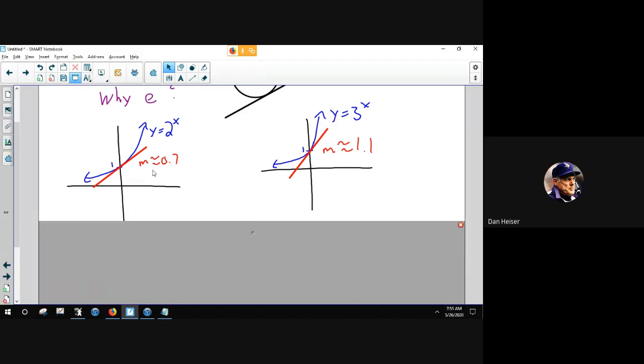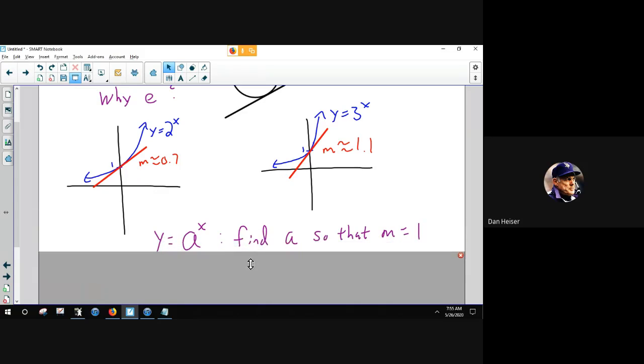So I have a slope that's less than 1. I have a slope greater than 1. Here's 2 to the x. Here's 3 to the x. Is there a value of a that will give me a slope of exactly 1? Because as a moves from 2 to 3, the slope increases from approximately 7/10 to approximately 1 1/10.